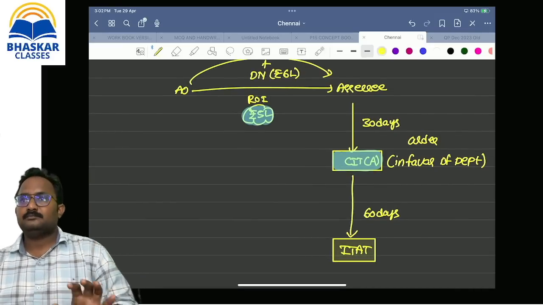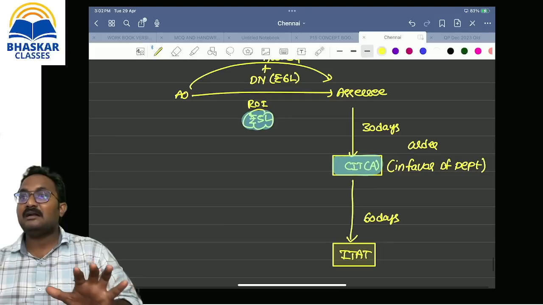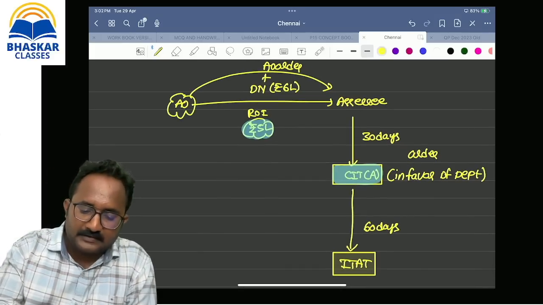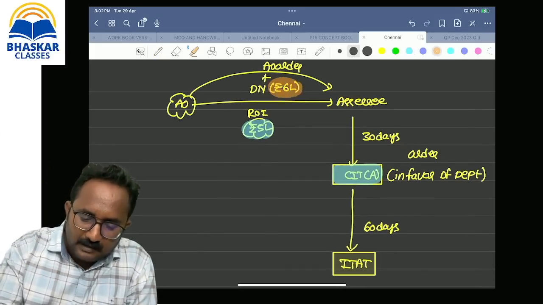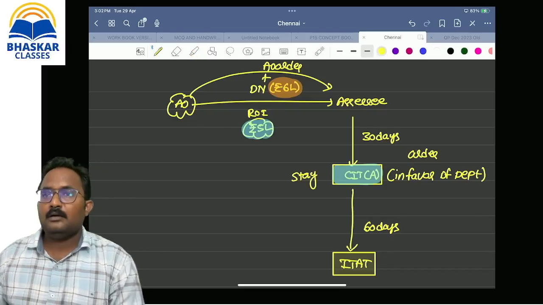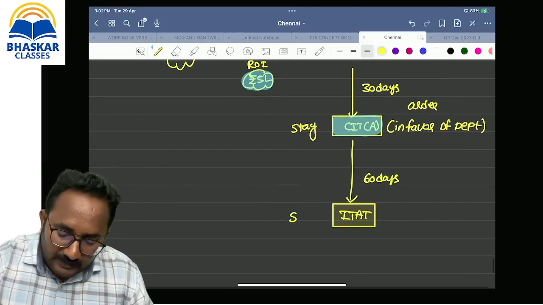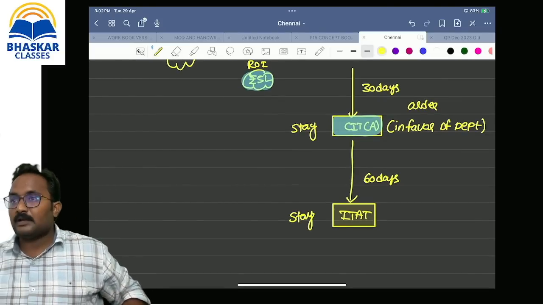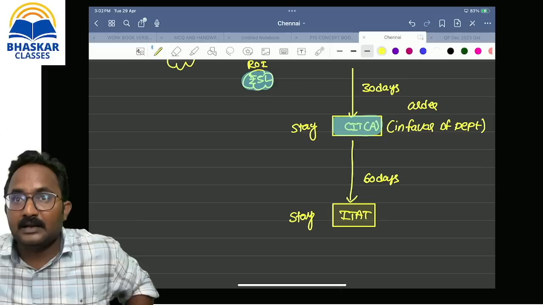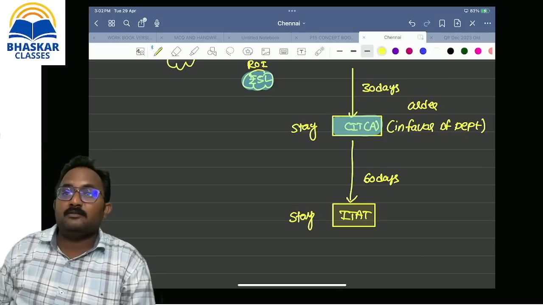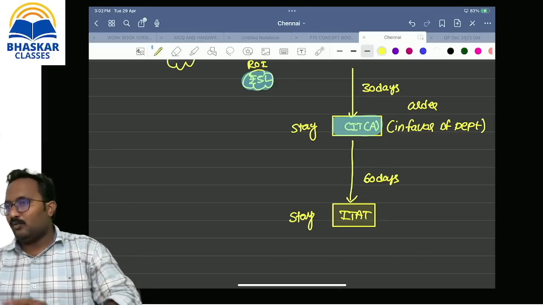ITAT also can grant a stay, because the assessing officer wants to recover how much tax from the assessee? 6 lakh. First, who gives the stay of demand? CIT. Now who can give the stay of demand? ITAT, because until the order is given by the ITAT, the assessee cannot know his tax liability. So demand proceedings can be stayed until the order is given by the ITAT. But ITAT does not want to take much risk.